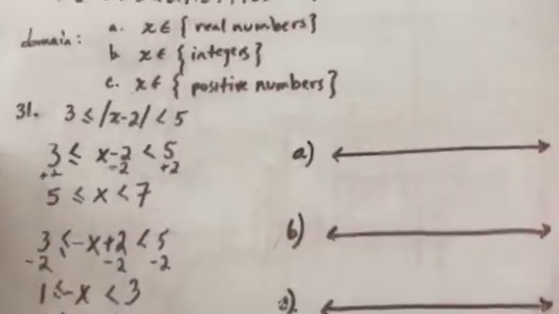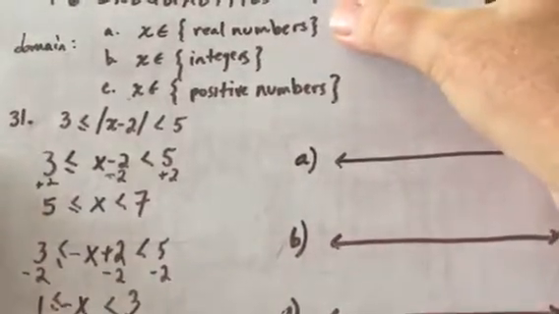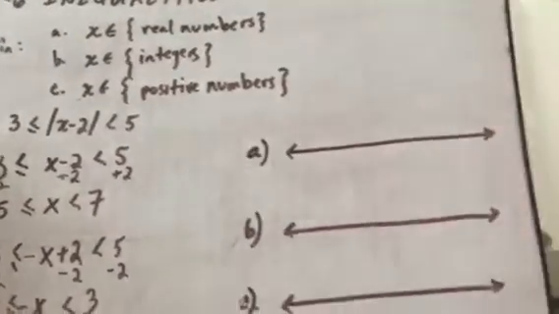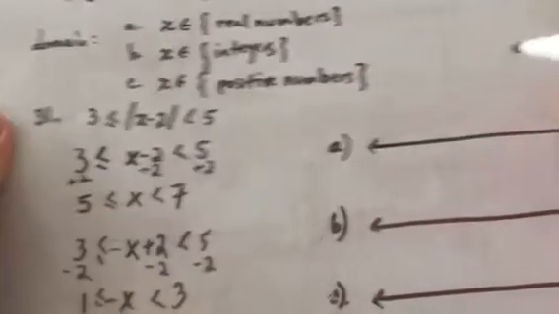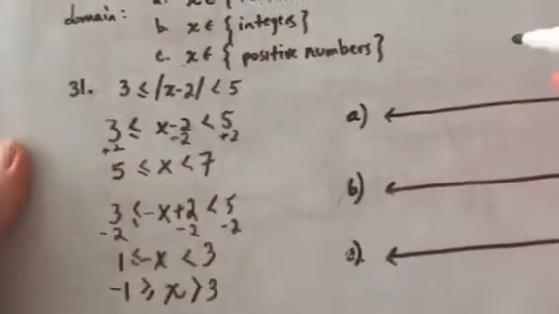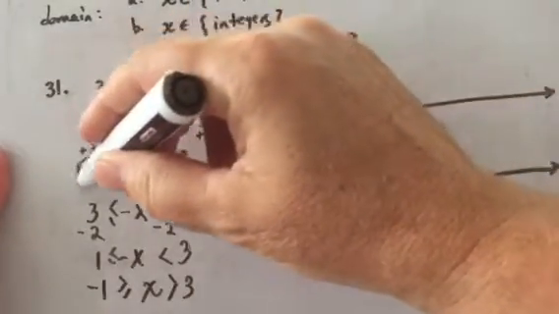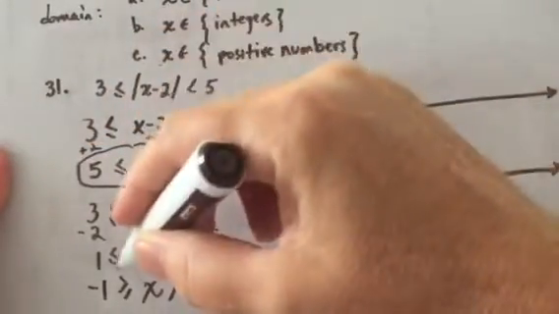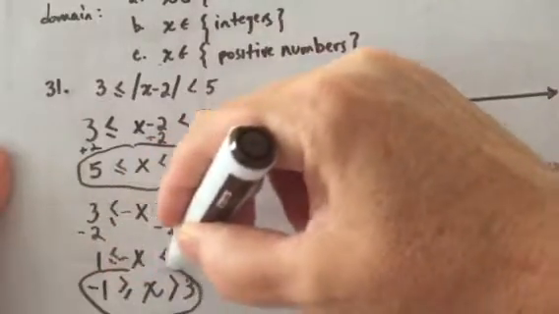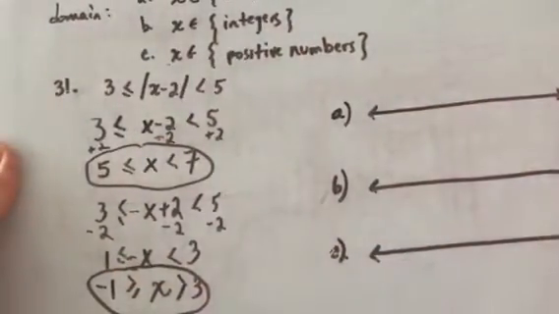So now part A asks us to graph all the solutions that are real numbers. And again, real numbers are all the numbers on the number line. And remember that I really have two sets here, right? I have this one, I'm going to box it, this one to graph, and this one to graph. Okay, because both of these are solutions.